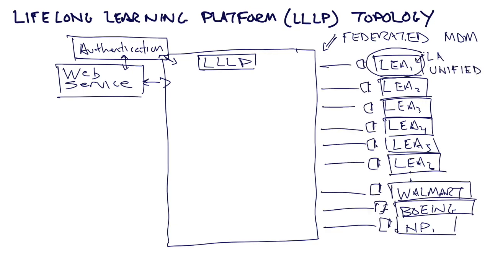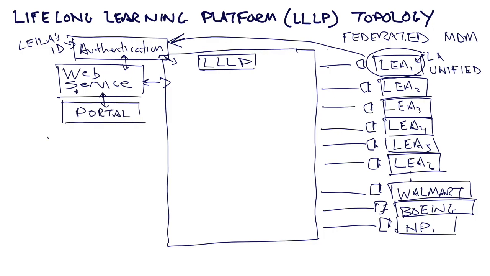So when Layla was in high school, she was part of this education authority, and she opted into the lifelong learning platform. Then she was authenticated at her high school and given a lifelong learner ID. So she has an ID in the authentication system, and there's a front-facing portal that lifelong learners can log into.